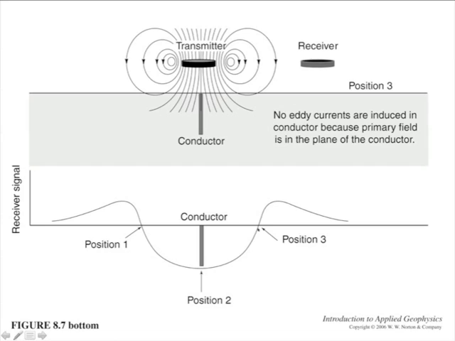Position two, we have a minimum, the most resistance to the signal, and that's what you'll see in the receiver coil.